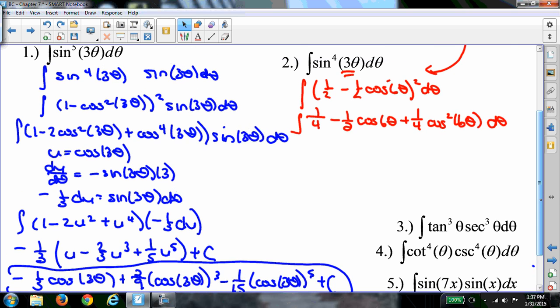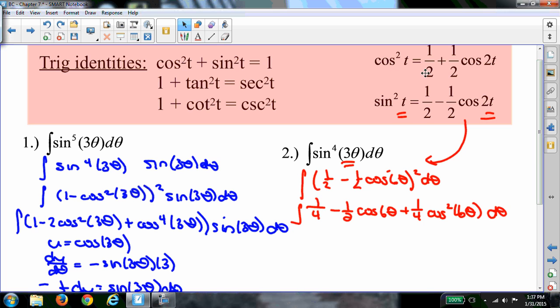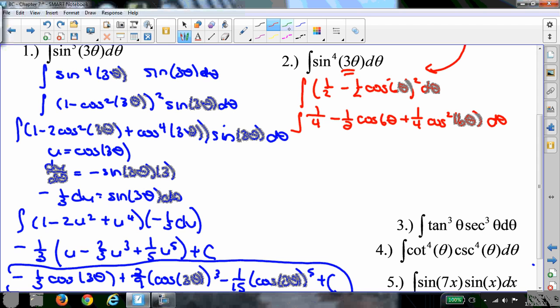The first two terms can be integrated fine. The last one being a cosine squared, we're going to use the half angle formula, which was cosine squared t is 1/2 plus 1/2 cosine 2t. So now this integral becomes 1/4 minus 1/2 cosine 6 theta plus 1/4 times the quantity 1/2 plus 1/2, and again I'm applying the double angle identity, so this becomes cosine 12 theta.